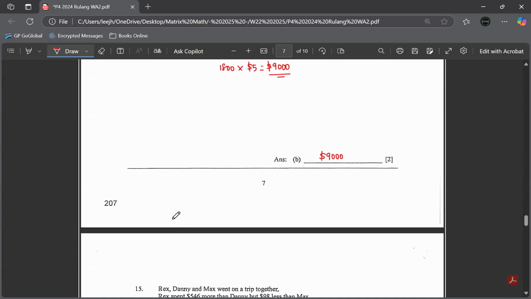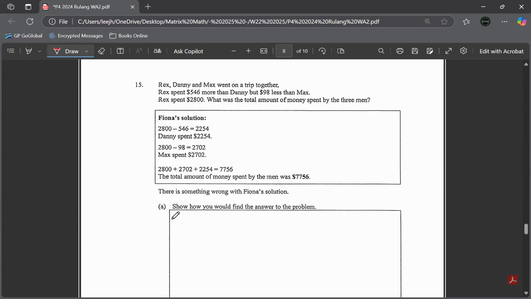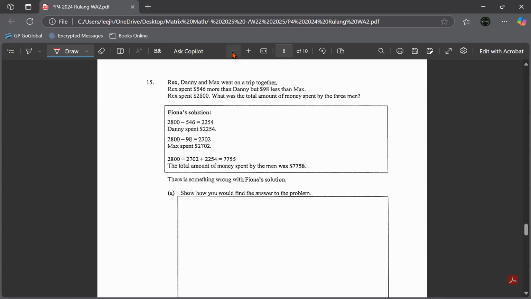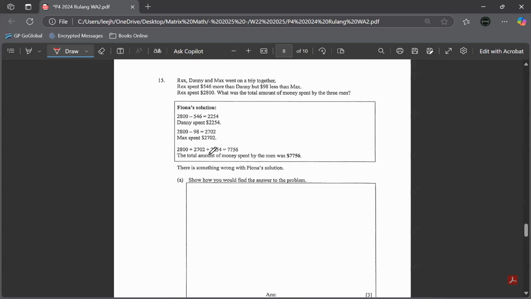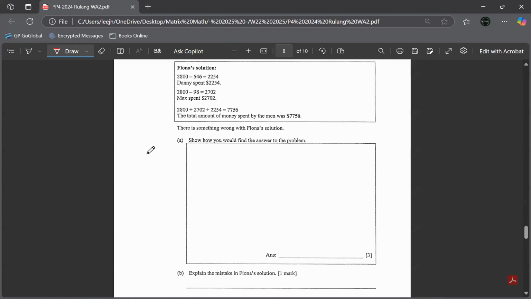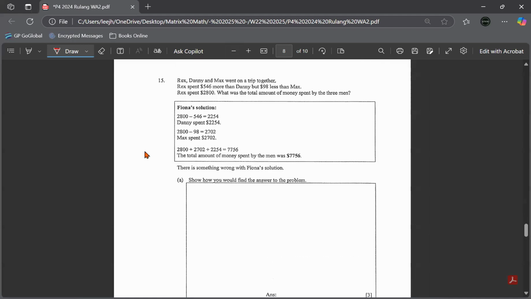Okay. Question 15. Okay, this one I need to do a little bit smaller if you can see. Okay, so Rex, Danny, and Max went on a trip together. Rex spent more than Danny, but $98 less than Max. Max spent $2,800. What was the total amount of money spent by the three men?